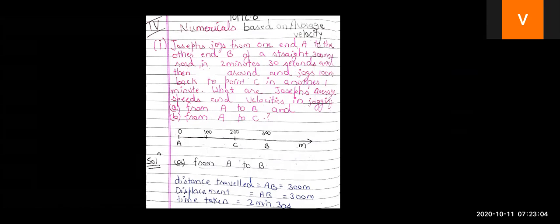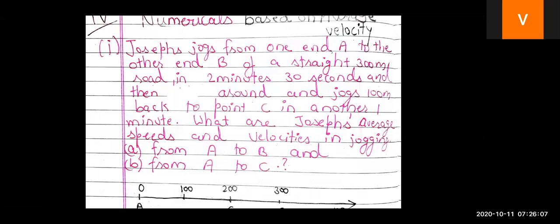Now we will cover numerical number 1. Let's read the numerical. So children, this is your NCERT exercise of the chapter, which is on page number 112, question number 2. Let's read the question. Joseph jogs from one end A to the other end B of a straight 300-meter road.